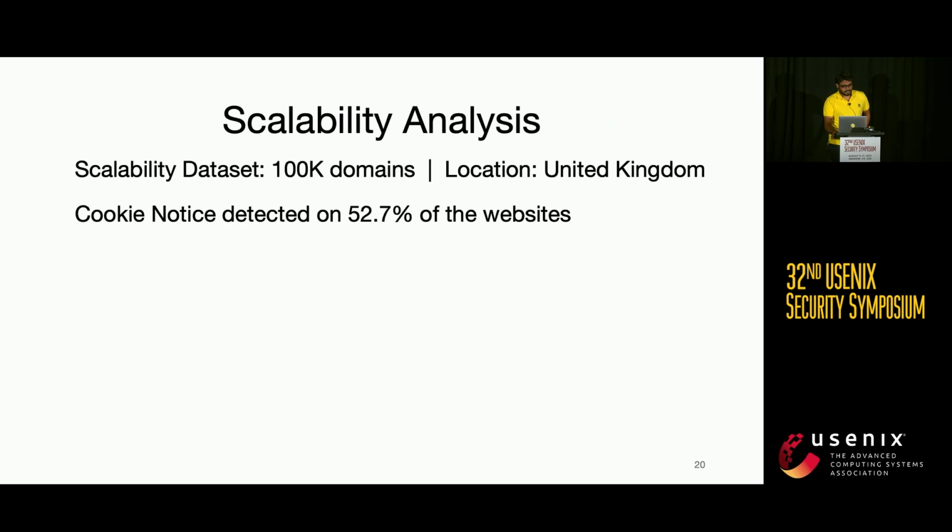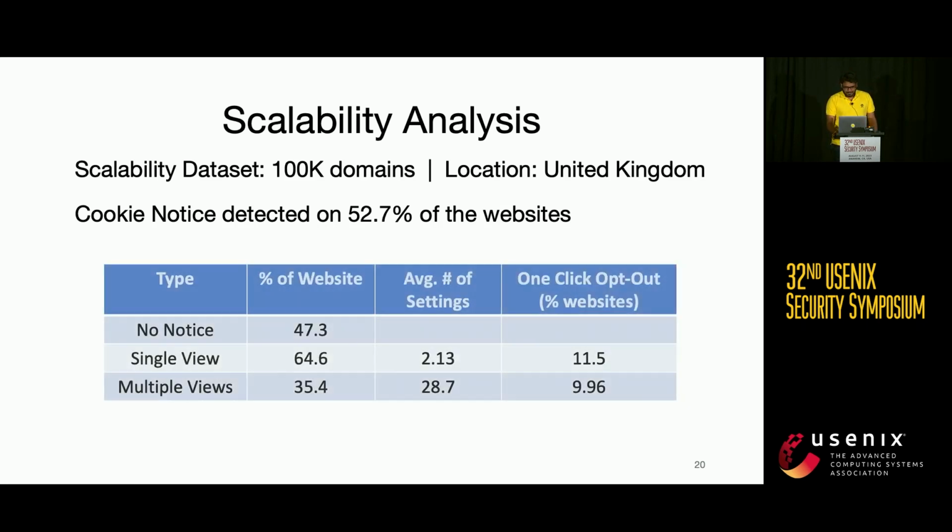Here we find that we detect cookie notices on about 53% of the websites, which is consistent with what manual analysis has found. We also find that about 35% of the notices have multiple views, with the average number of settings in these cases being about 28, which is very high. And we also see that only 21% of the websites provide one-click opt-out options, which is not great.